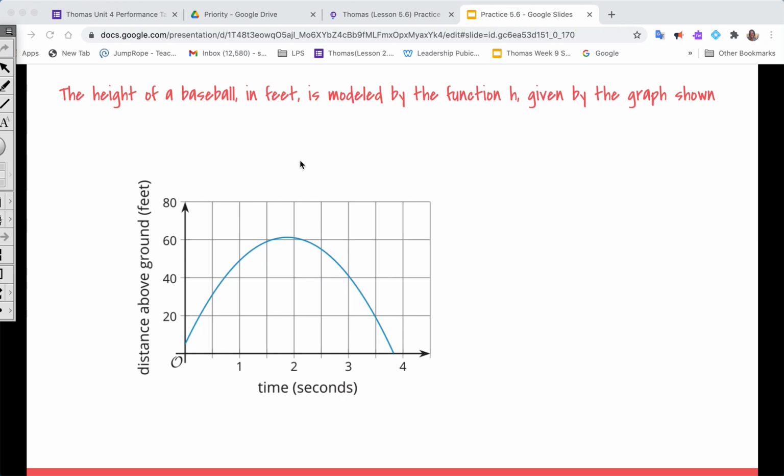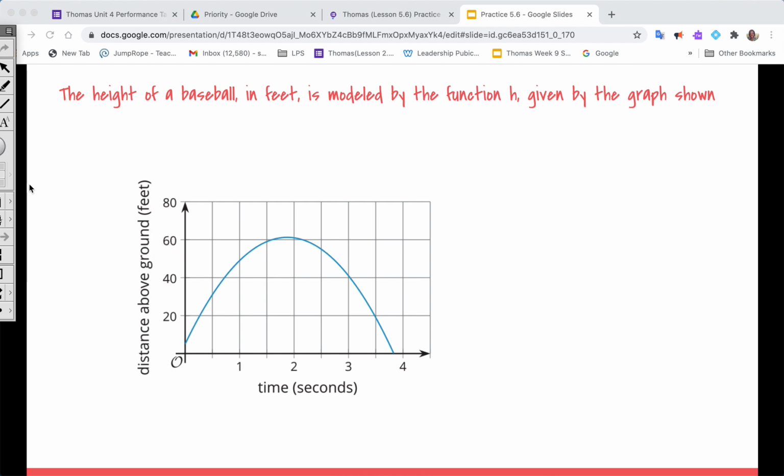All right, so this says the height of a baseball in feet is modeled by the function h given by the graph shown. So this is what the graph that models the height of the baseball looks like. And on our x-axis, we're noticing time in seconds. And on our y-axis, we have distance above ground in feet.